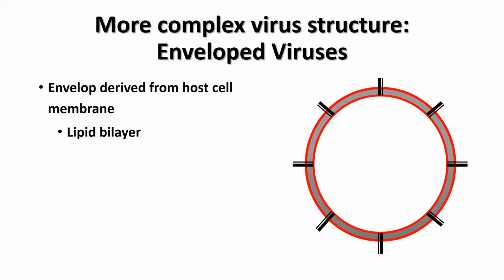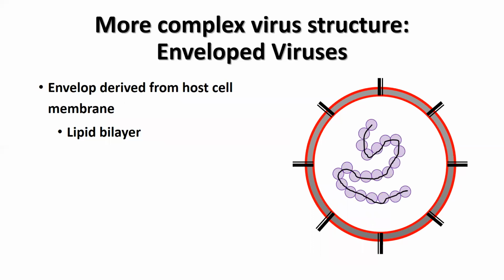Enveloped viruses are more complex in structure compared to non-enveloped viruses. On the exterior of the viral particle is a lipid bilayer that is derived from the host cell's own membranes. Within the lipid envelope is the viral nucleic acid, and this nucleic acid is encased in viral protein. Depending on the type of virus, there can be many other viral proteins associated with the nucleic acid or in the space between the nucleic acid and the envelope called the tegument.